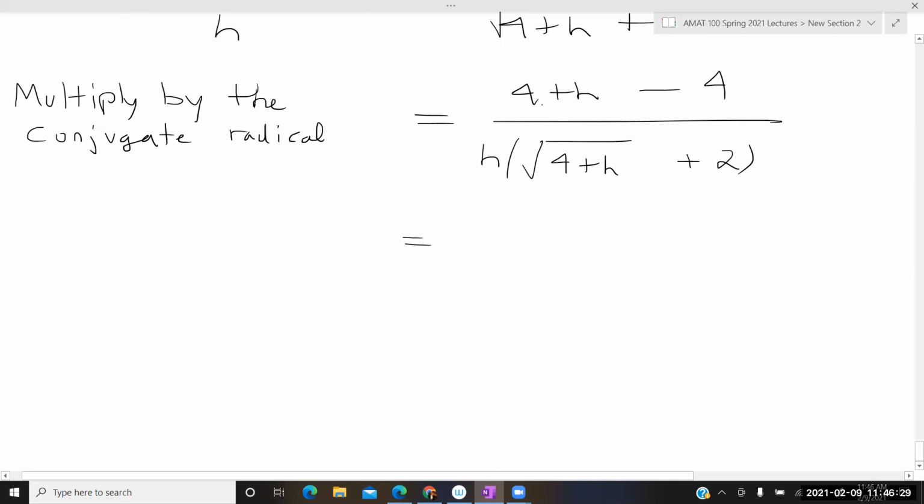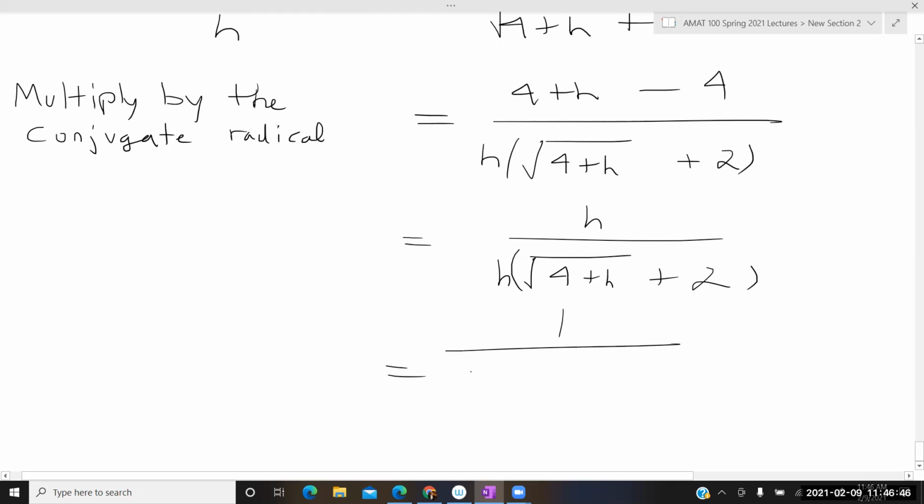And then the 4's will cancel out in the numerator. So you get h over h times the square root of 4 plus h, plus 2. And then these h's cancel out, and you'll get this. And then you're literally one step away from calculating the derivative, actually.